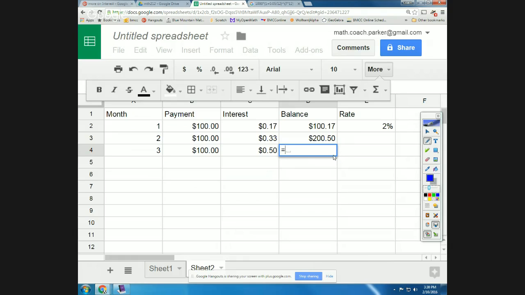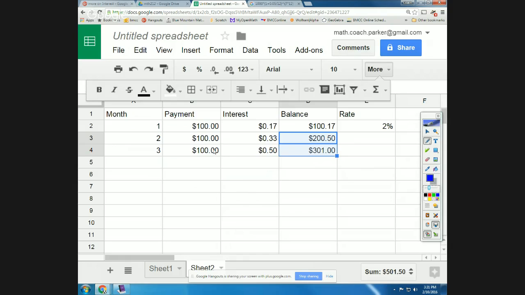How do we calculate the balance? The old balance plus the payment plus the interest. Now, really, isn't that the same thing I typed up here? Previous balance plus new payment plus new interest. Now, there are no dollar signs there. So to get that 301, I should be able to just take this one and use the fill handle and drag it down once, and it works.